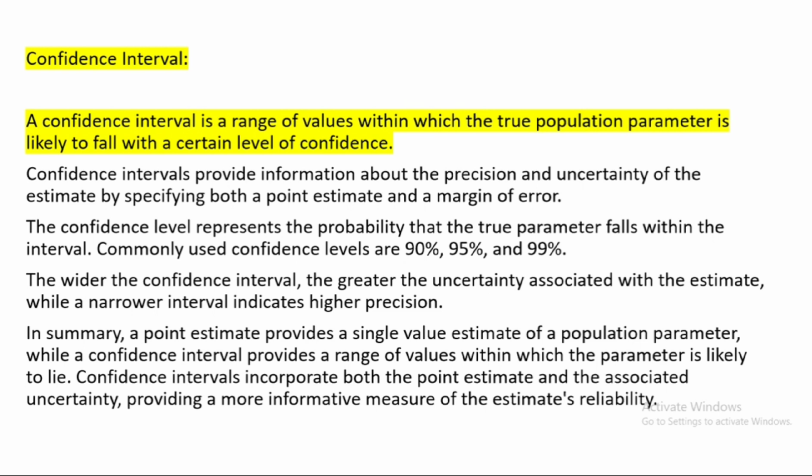Commonly used confidence levels are 90%, 95%, and 99%. The wider the confidence interval, the greater the uncertainty associated with the estimate, while a narrower interval indicates higher precision.